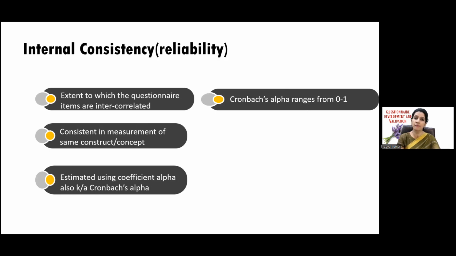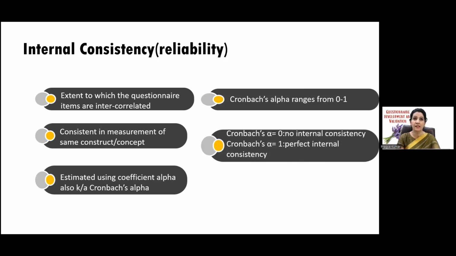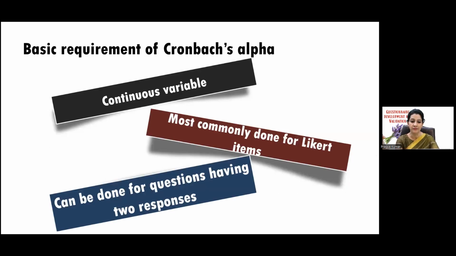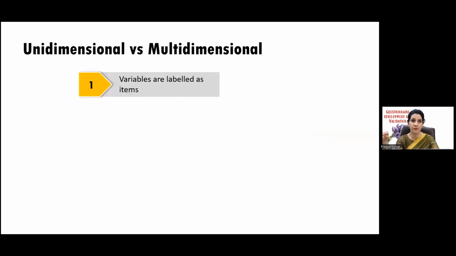The value of Cronbach alpha ranges from 0 to 1. If the value is 0, we say that there is no internal consistency. If the value is 1, we say that there is perfect internal consistency. There should be at least 0.7 Cronbach alpha to indicate that the scale in that population has adequate internal consistency. A basic requirement of Cronbach alpha is that there should be continuous variables. Most commonly, it is done for Likert type items. It can be done for other questions having 2 responses, but that is another way of doing it.